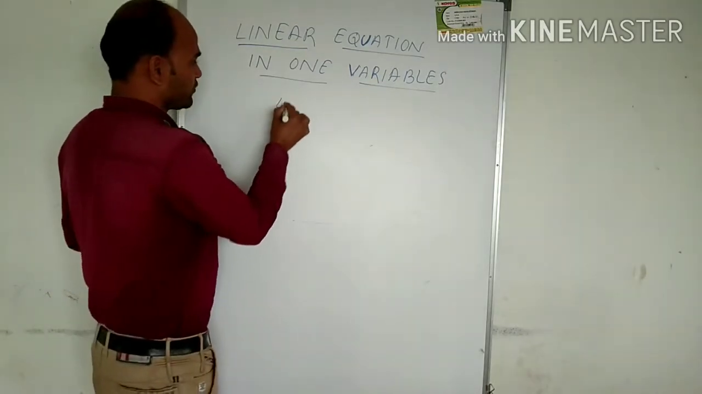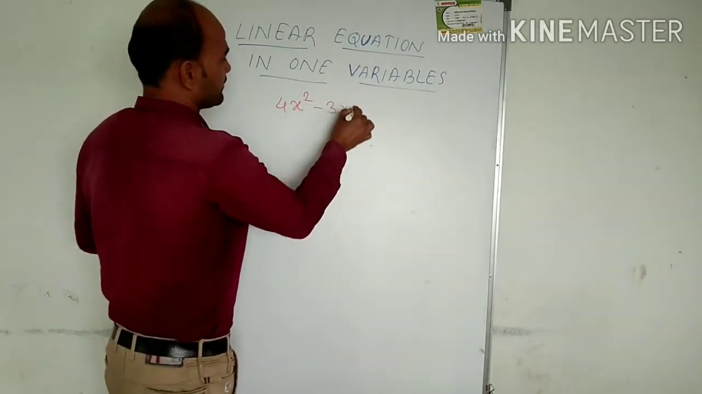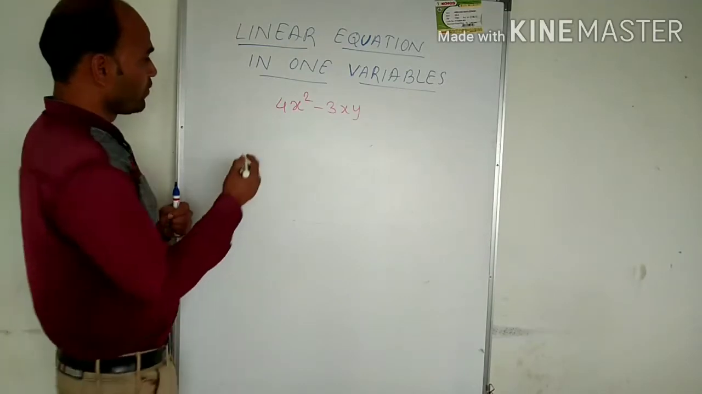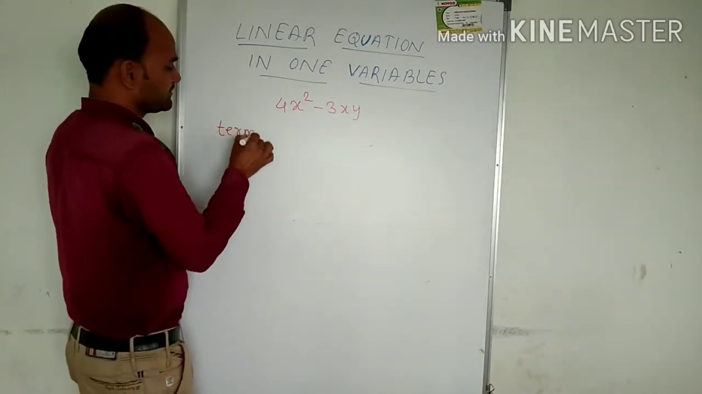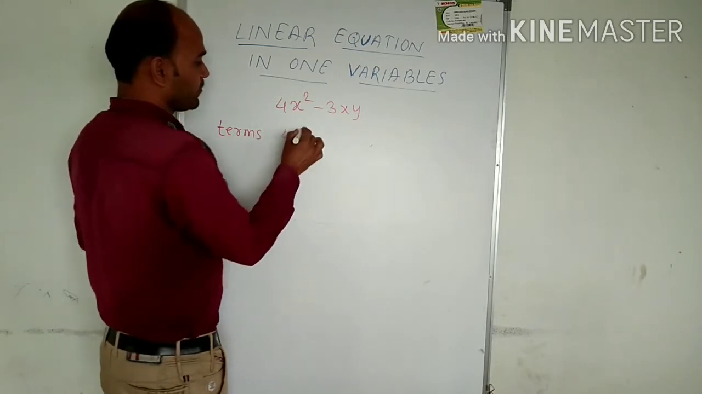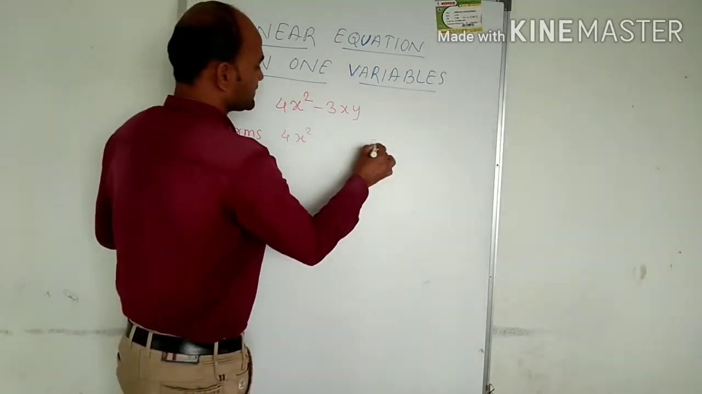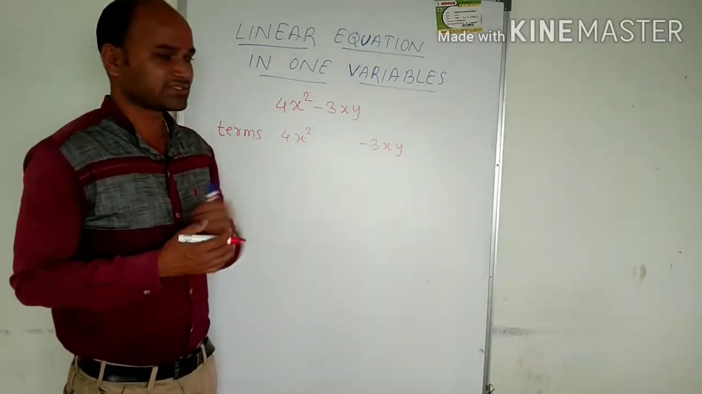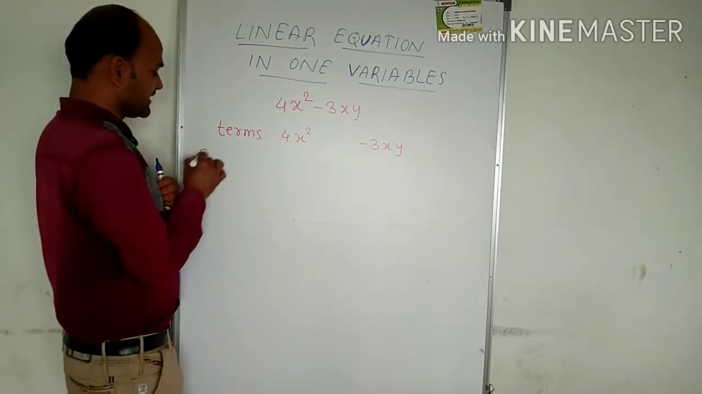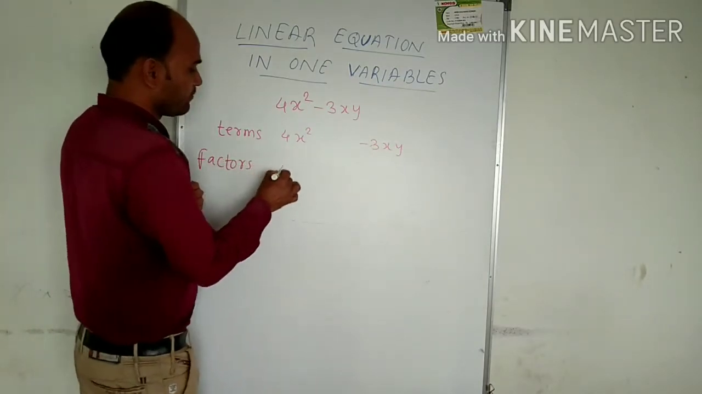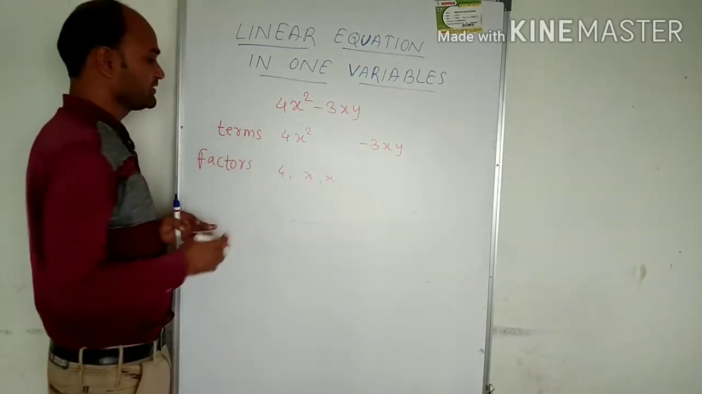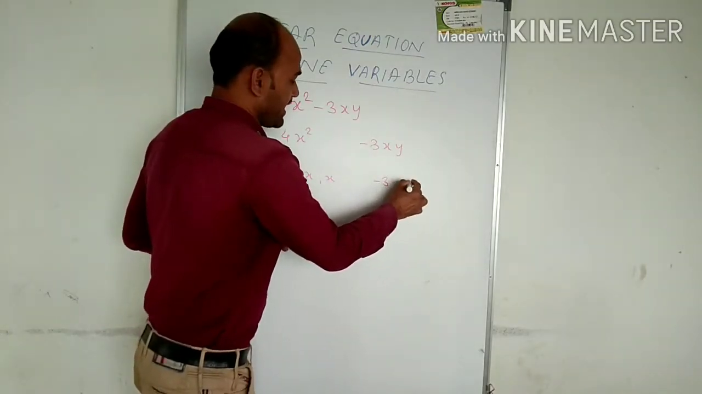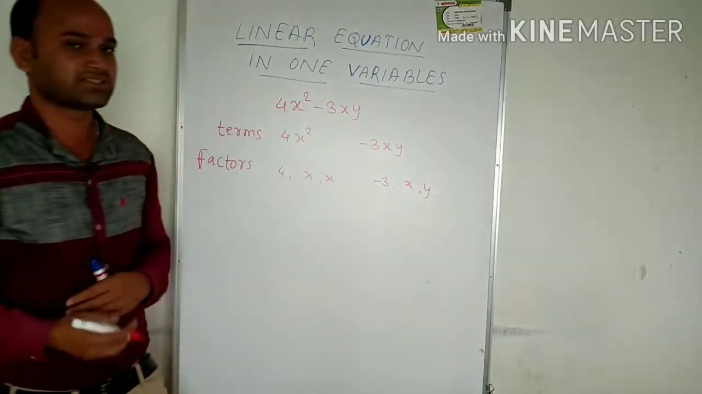Suppose we have to write the expression 4x square minus 3xy. Here 4x square is one term and minus 3xy is another term. The factors of 4x square are 4x and x, and the factors of minus 3xy are minus 3, x and y.